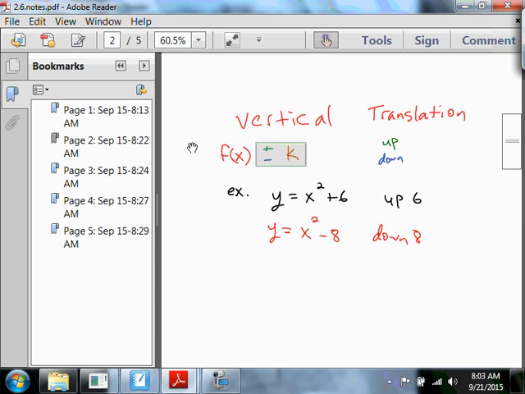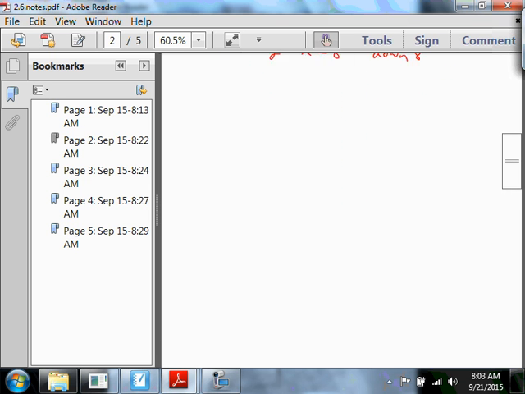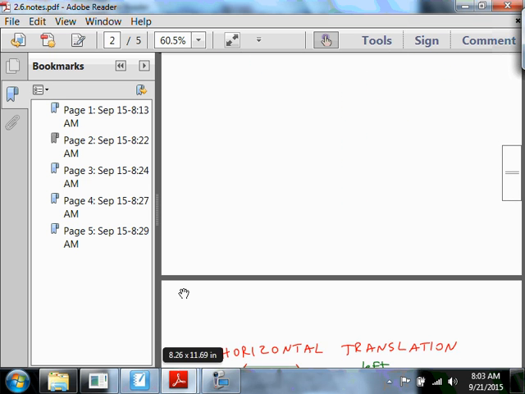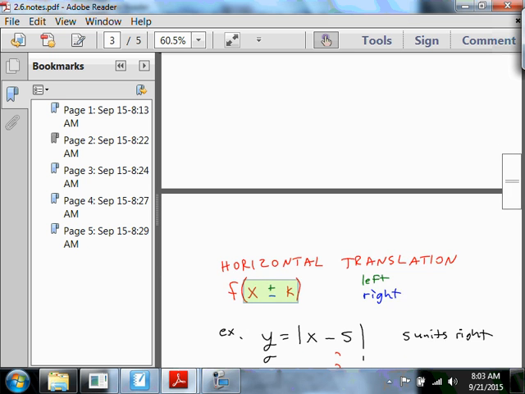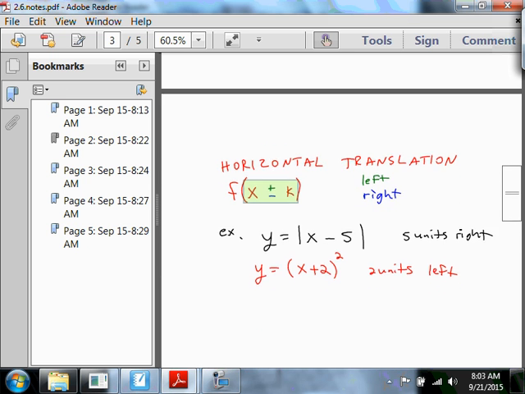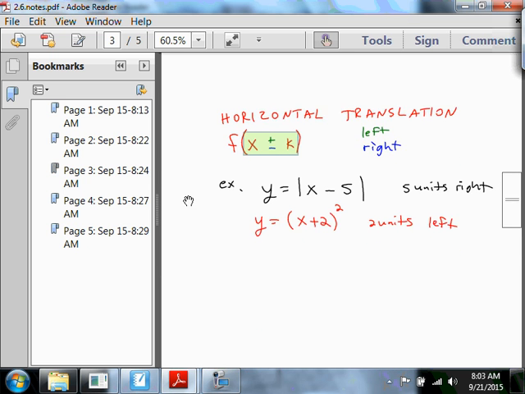Vertical translations are up and down. It's when we add something to the end, so x squared plus 6, x squared minus 8. But we're dealing with absolute value functions. That's okay. Horizontal translations are left and right, when we add or subtract something inside the parentheses. If we add some number in the parentheses, it translates the graph to the left. If we subtract, it translates the graph to the right.